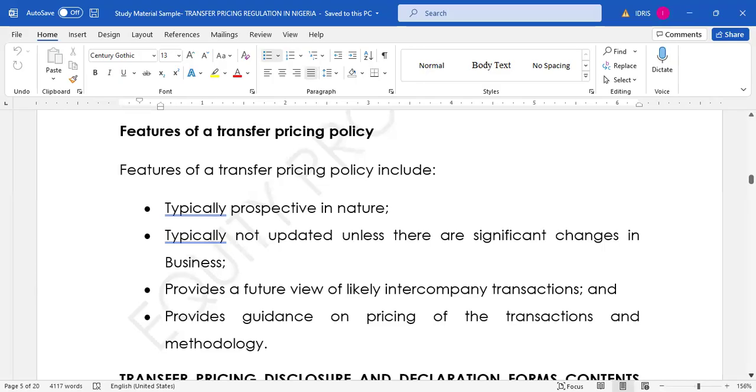Another feature, they provide guidelines on the pricing of transactions and methodology. Another feature, they provide a future view of likely intercompany transactions. These are the features of transfer pricing policy.